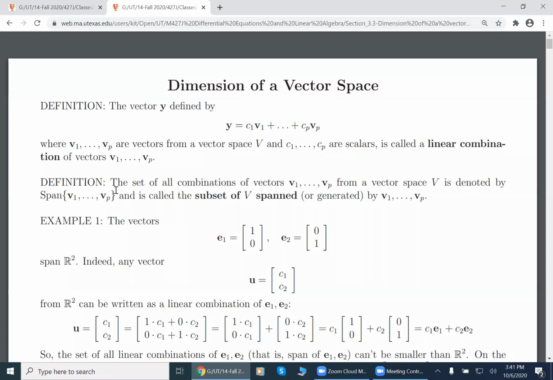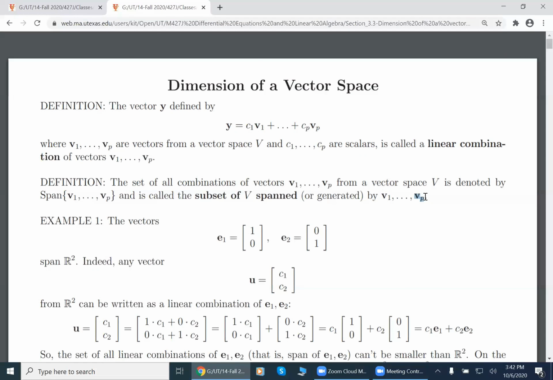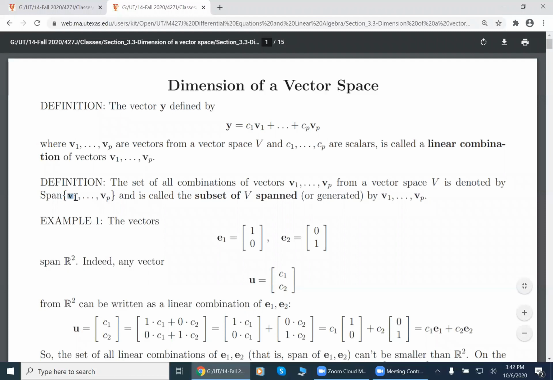Here's a very simple example. Imagine that over here we have just one vector. Suppose P is equal to 1. We have the set that consists of only one vector, V1. What is span of V1? According to what is written here, span of V1 is the set of all multiples of V1. By the way, this is span of V1 and so on Vp. Now we call V1 and so on Vp the generating set. By theorem 2, span of V1 and so on Vp is a vector space.